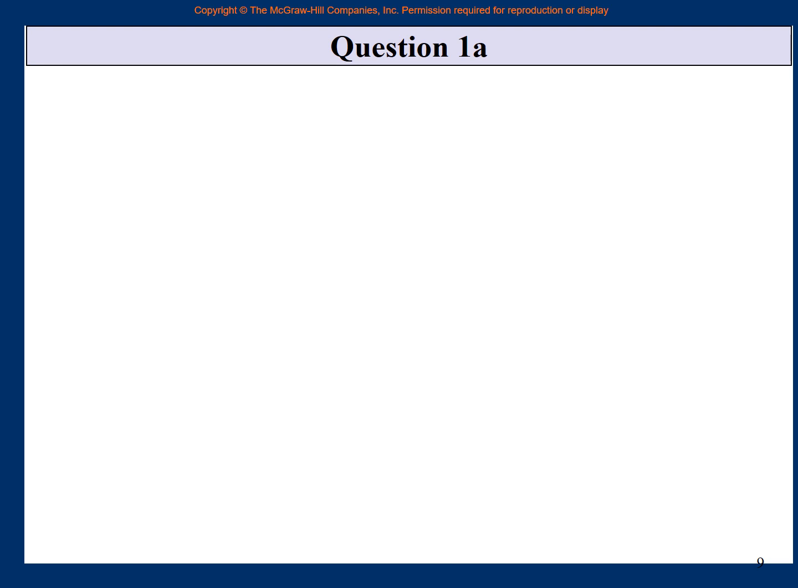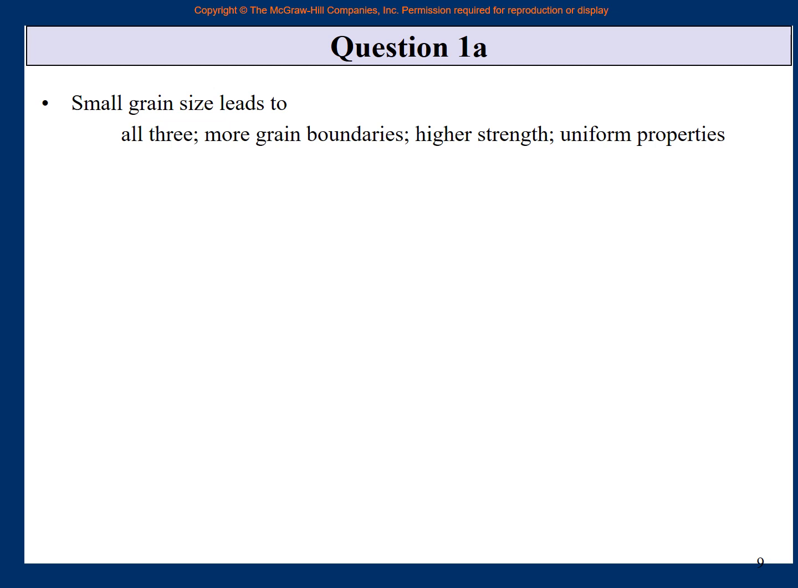So let us go to the multiple choice part of quiz 2. A small grain size leads to more grain boundaries, higher strength, uniform properties. So you know that yes, if the grain size is small, it leads to all of the three things. There are more grain boundaries, the strength is higher, and the properties are more uniform. So all three is your answer.